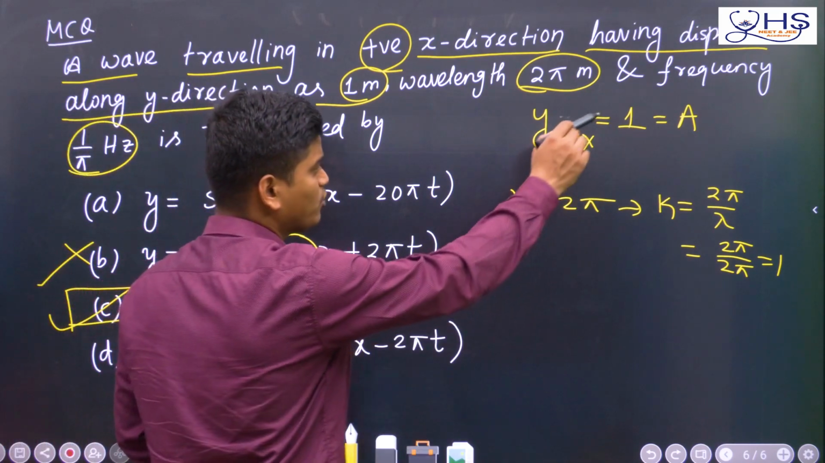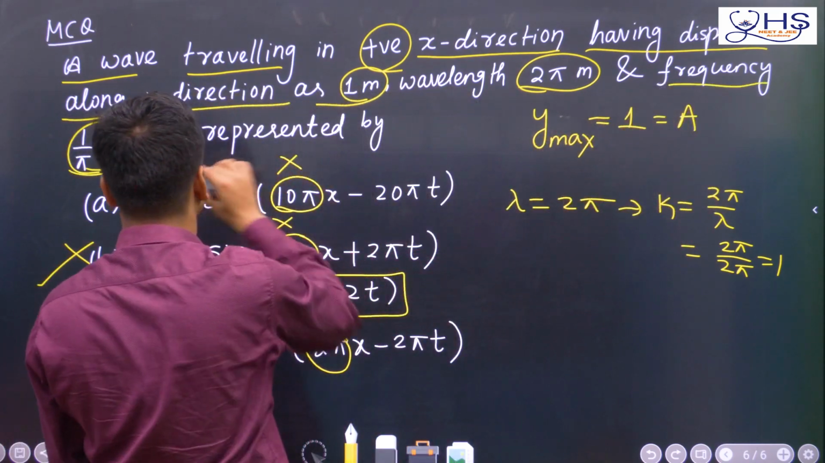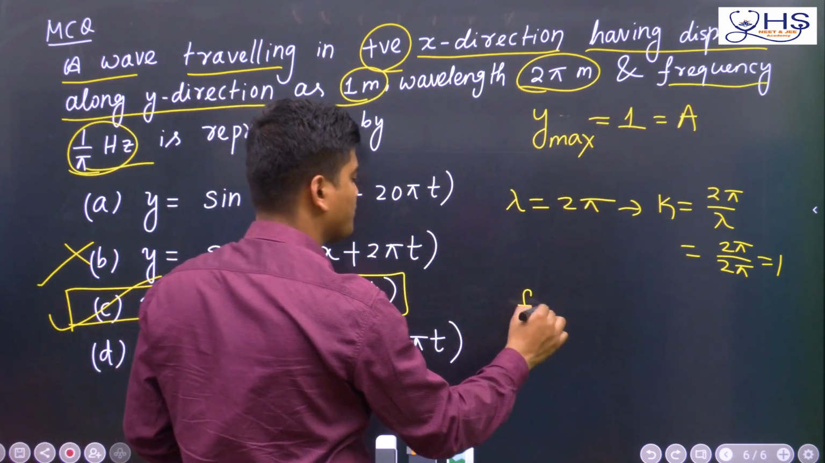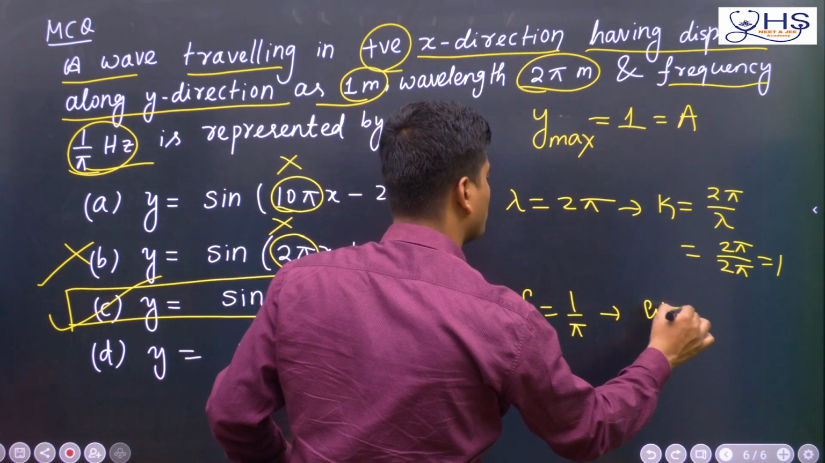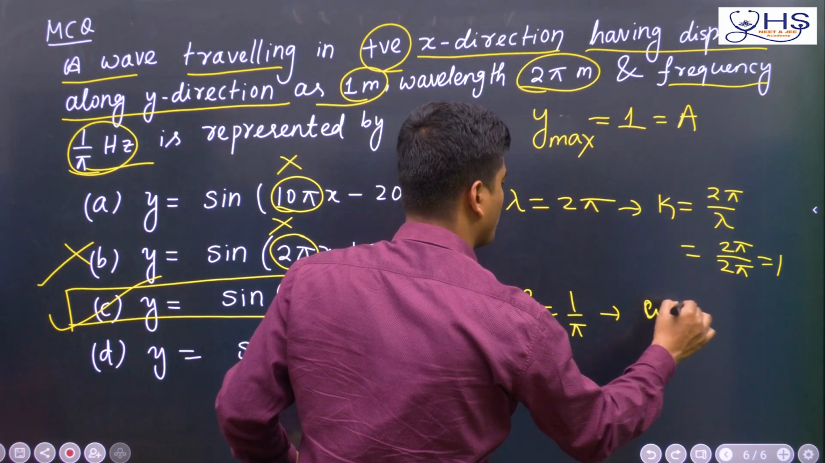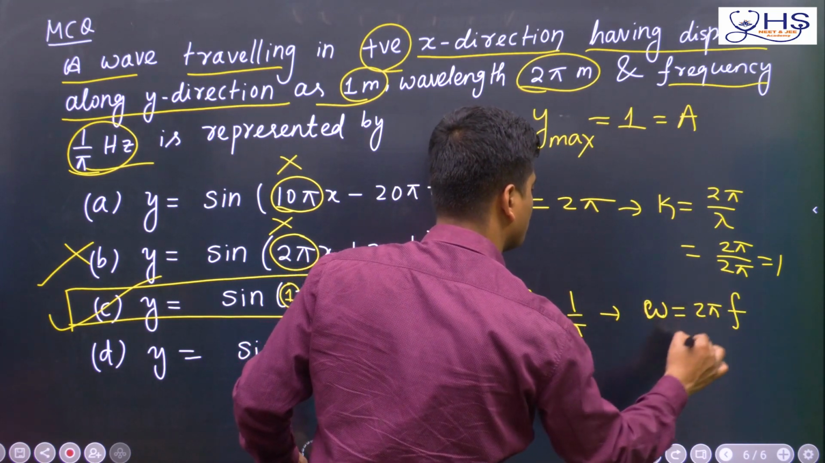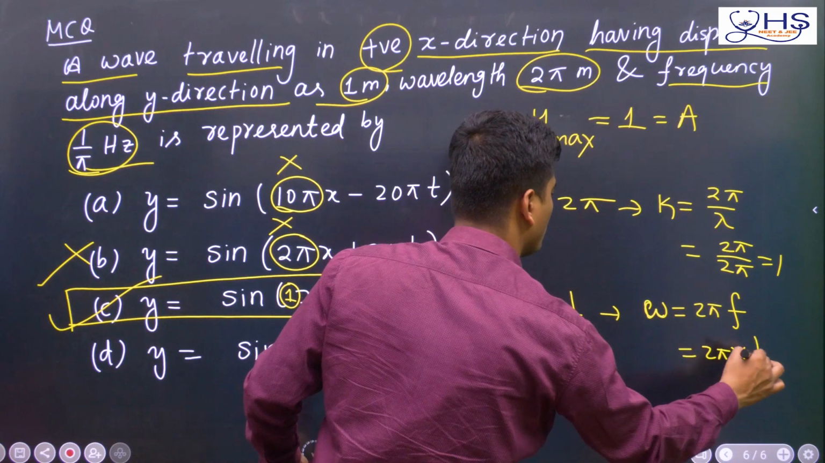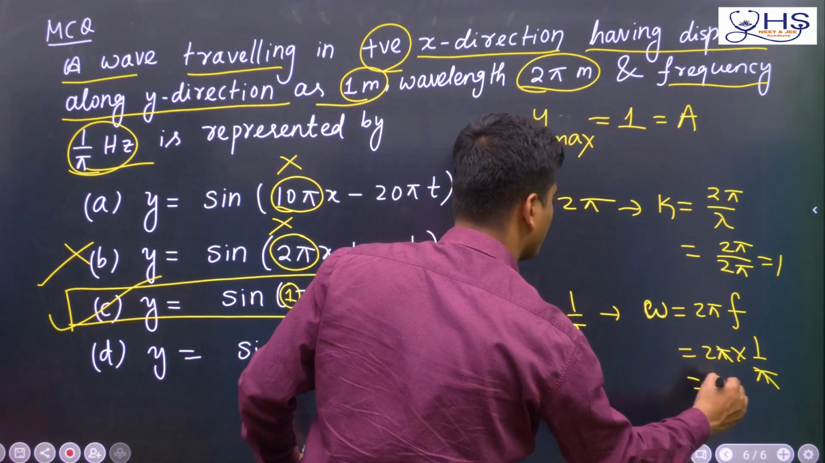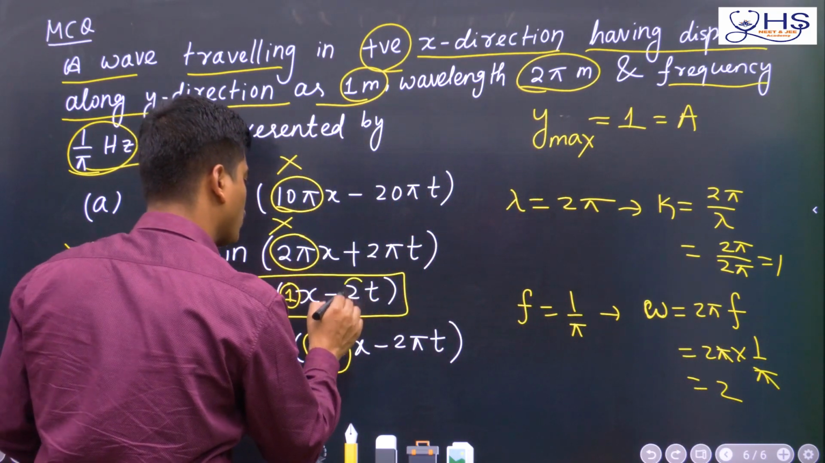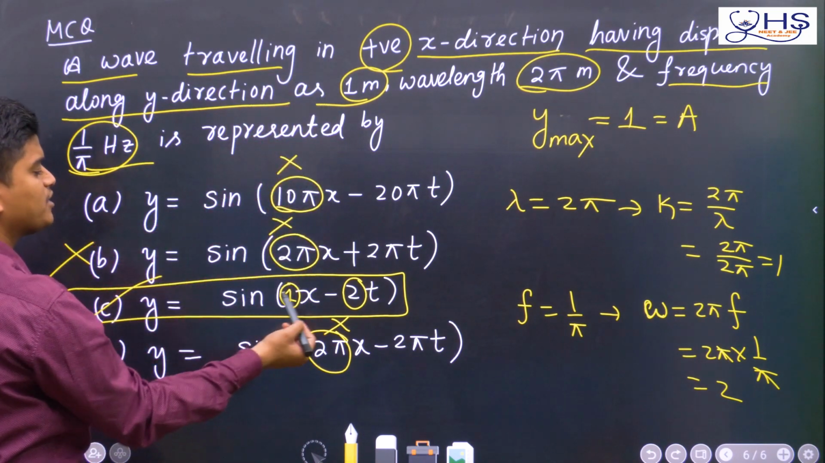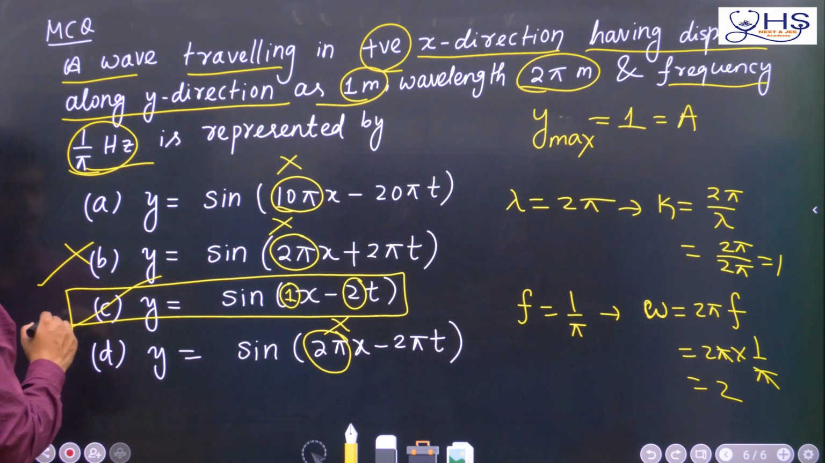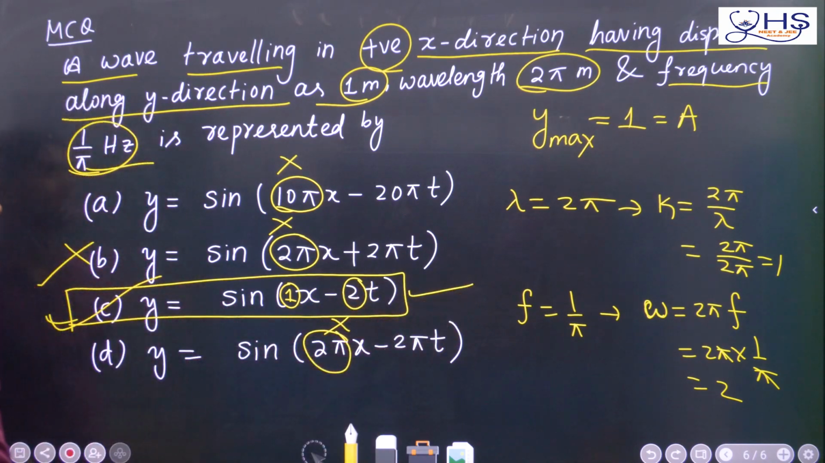And if you also want to find the coefficient of t, frequency is given as 1 by pi. You know omega, the coefficient of t, is nothing but 2 pi f. So you can write 2 pi into 1 by pi. Pi cancels, you get 2. So omega is coming 2, the coefficient of t is also 2. And since it is traveling in positive x, there is a plus minus, opposite sign. So your answer will correctly be C.